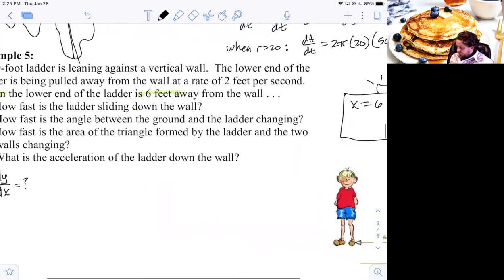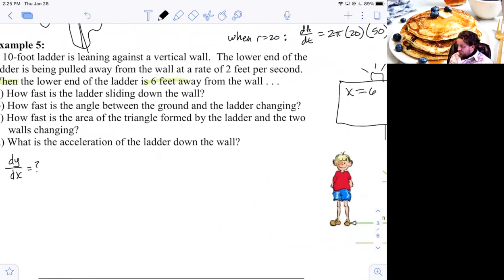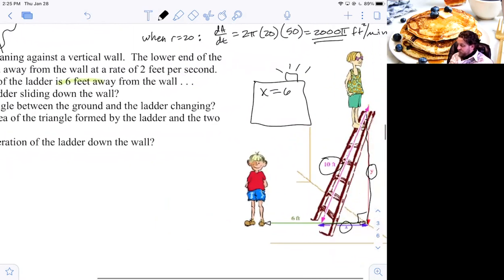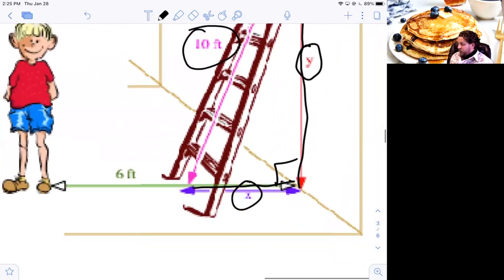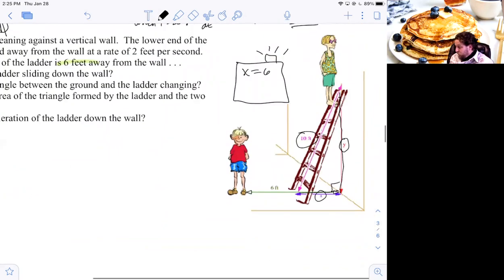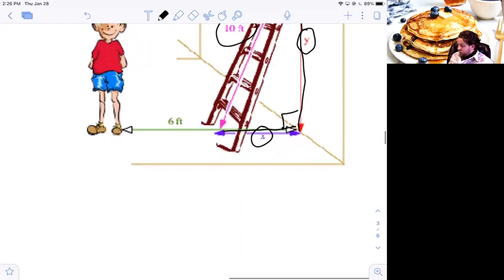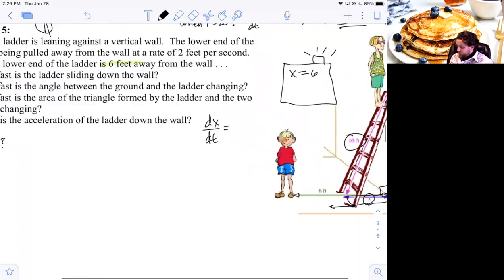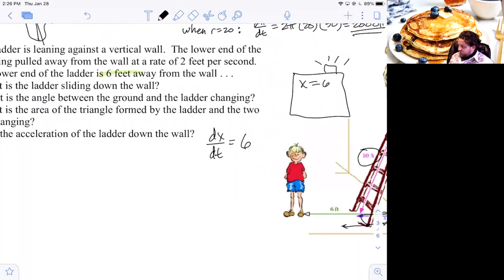And what else do I need to do? I need to finish labeling what I was given. It's being pulled away from the wall at the base at a rate of 2 feet per second. That's a direct change in which variable, X or Y? X, right? It's being pulled away at the base. So that's going to be dx dt. And is that going to be a positive or a negative number? As you take the ladder and pull it this way, is that distance increasing or decreasing? Increasing. So that's going to be a positive number. It's positive 6, and it's going to be feet per second.